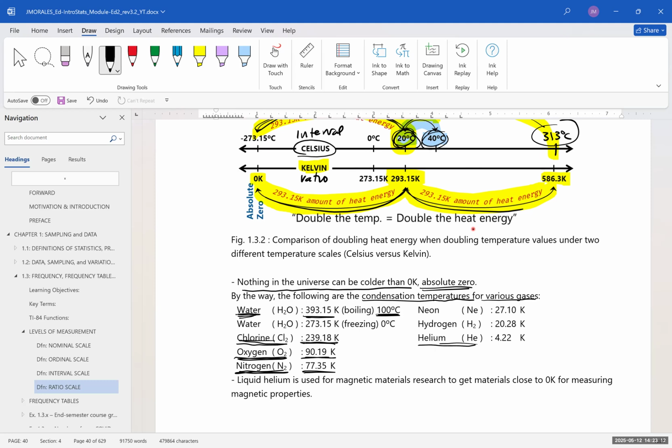Helium that you fill balloons with turns into a liquid at 4.22 degrees Kelvin. That is really close to absolute zero, 0 degrees Kelvin, and it's so close that liquid helium is used to measure magnetic materials in research in order to measure their magnetic properties. It turns out that thermal energy kind of messes with the magnetism of atoms, so you want to get things as cold as possible. And 0 degrees Kelvin is as cold as you can possibly get.